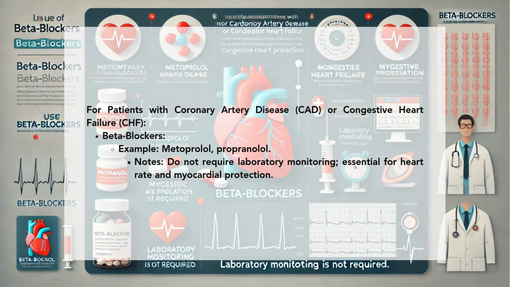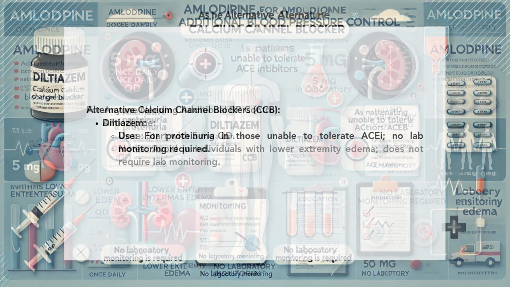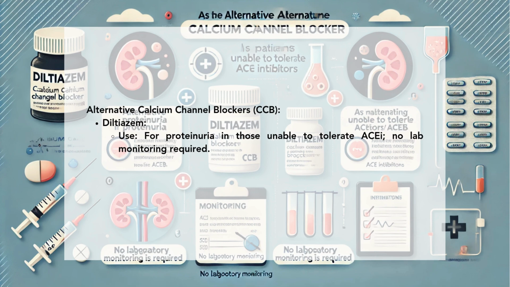For patients with coronary artery disease (CAD) or congestive heart failure (CHF), beta blockers, for example metoprolol, propranolol. Notes: do not require laboratory monitoring. Essential for heart rate and myocardial protection. For anyone needing additional BP control, amlodipine, dose: start with 5 mg QD. Notes: avoid in individuals with lower extremity edema, does not require lab monitoring. Alternative calcium channel blockers, CCB: diltiazem, use for proteinuria in those unable to tolerate ACEI, no lab monitoring required.